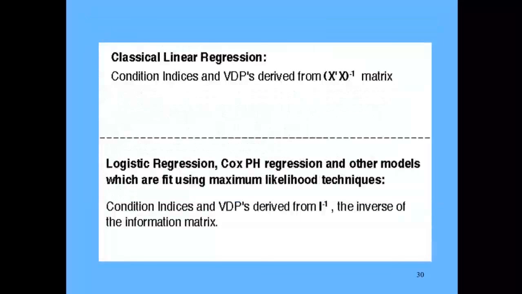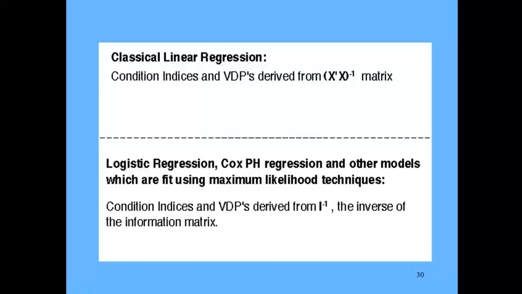Okay? So another way of saying that: in classical linear regression, condition indices and VDPs are derived from something called the x prime x inverse matrix, whatever that is. I don't want to spend any time showing you that because it'll take me the rest of the year. In logistic regression, Cox proportional hazards regression, which is the topic that we're soon going to see, and other models fit using maximum likelihood techniques, the condition indices are derived from the inverse of what's called the information matrix. So you have to have a program that makes that happen, and that's what the macro does.